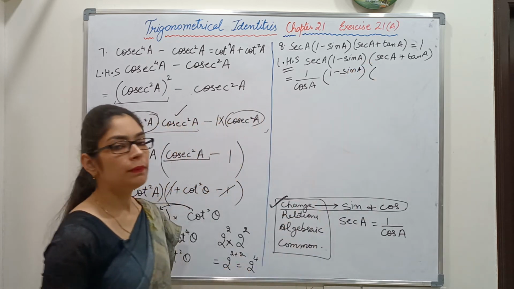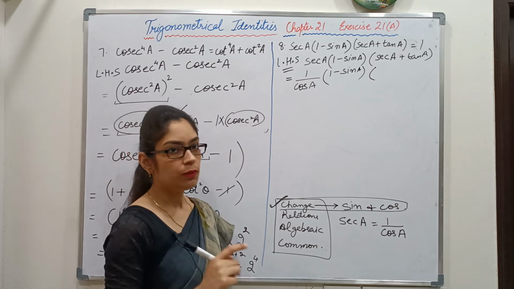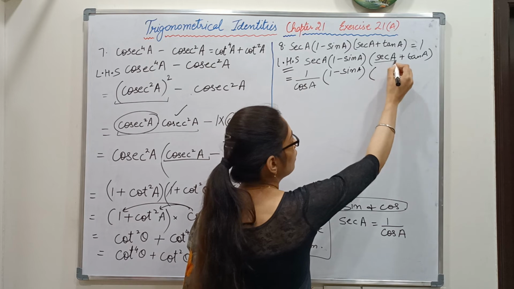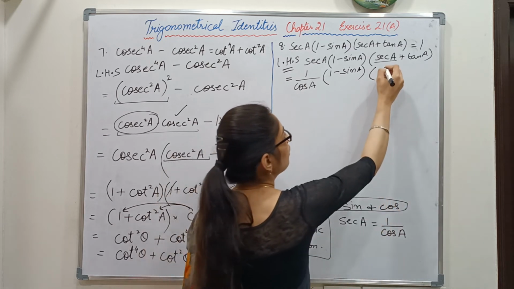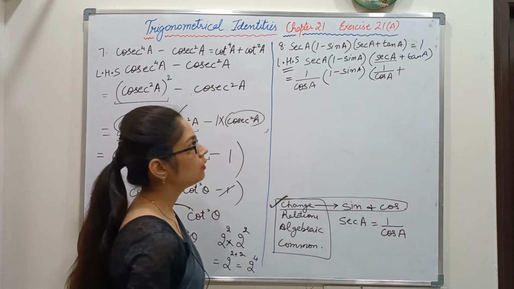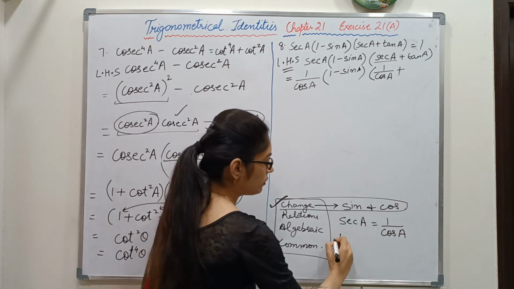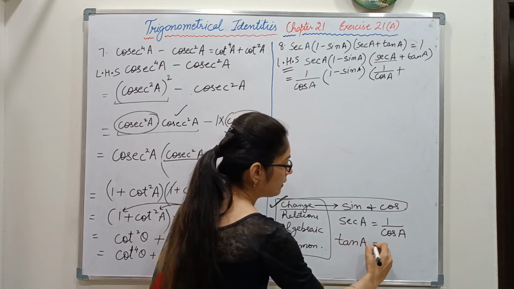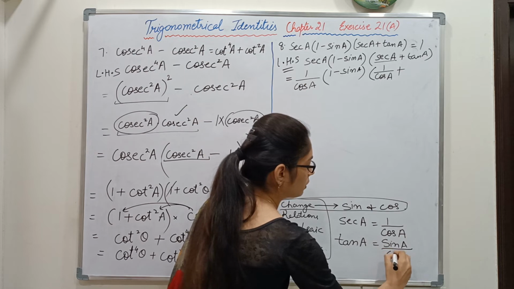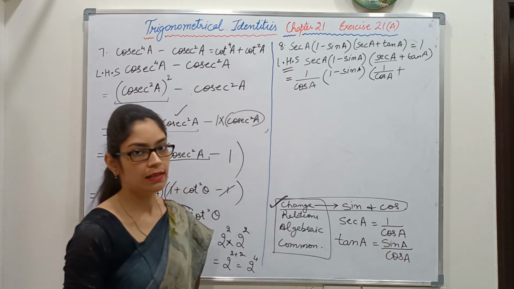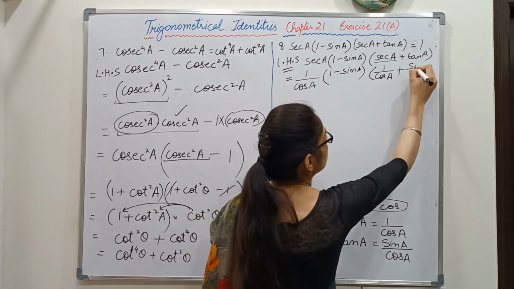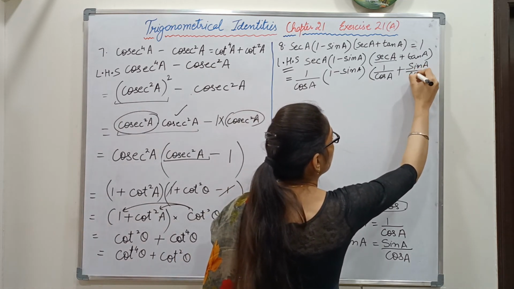Again, secant plus tan. Let's change it to sine and cos. Secant I have already written as 1 by cos, plus tan. Tan's relation with sine and cos: tan is sine by cos. So tan A I can write as sine A by cos A.